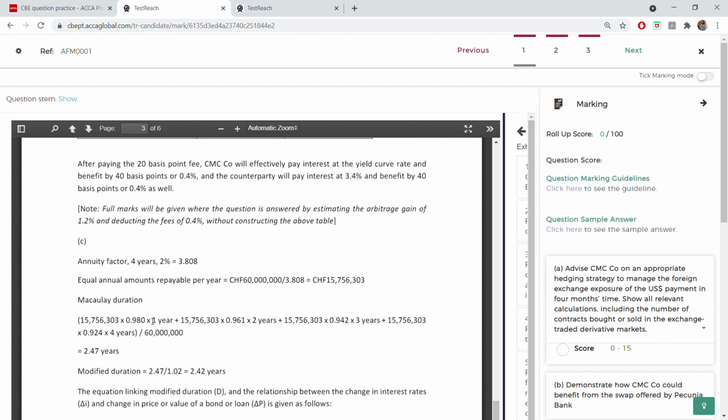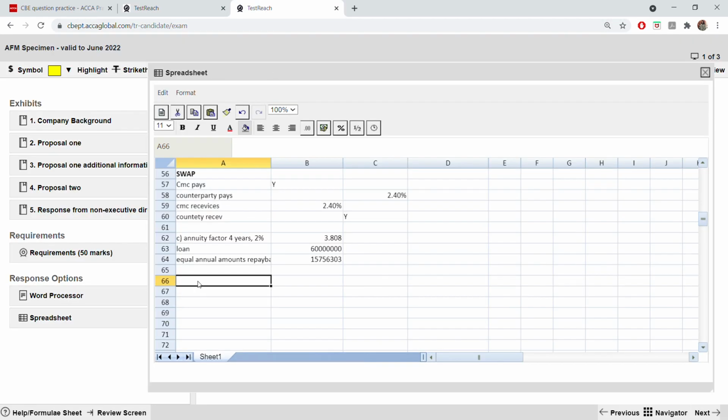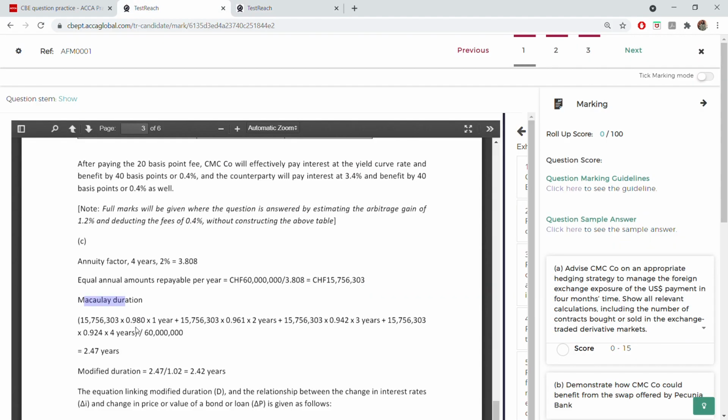Next, we are finding what is known as Macaulay duration. Macaulay duration you have to find out before you find modified duration. You can even make it bold also. How do you find Macaulay duration? They are following a formula.